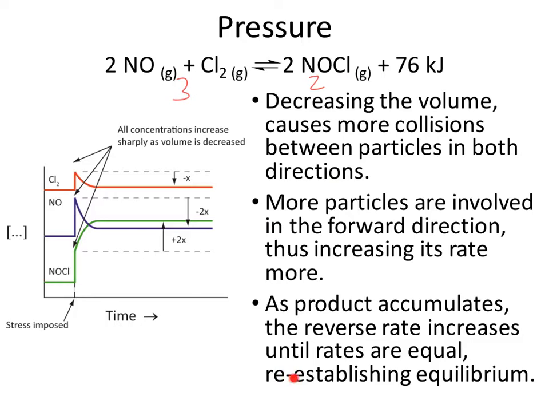When we look at this, as the product accumulates, the reverse reaction increases until all the rates equal a new equilibrium. So we will have something here, but again, equilibrium will lie closer to this side over here because we're producing the least amount of particles.